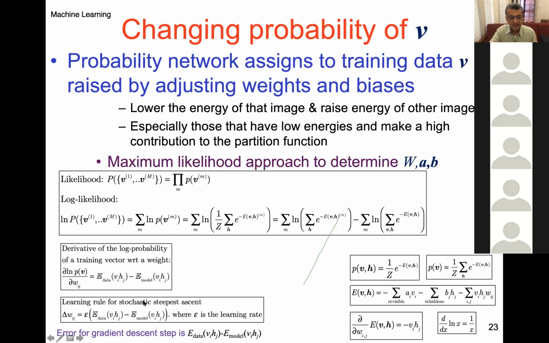The learning rule for stochastic steepest ascent is: delta Wij equals some learning rate epsilon times (E data minus E model), where epsilon is the learning rate. This is the error for the gradient step. We have a certain W, and we need to change this W. So you give me the expected value of ViHj with respect to the data, and the expected value of ViHj with respect to the model.